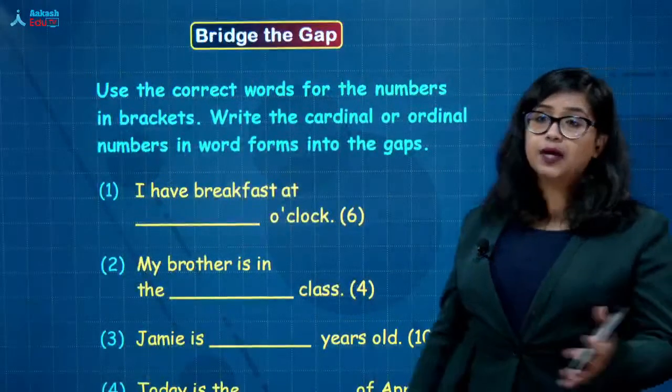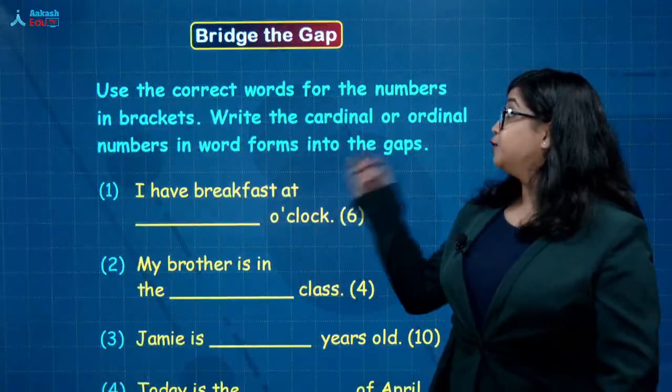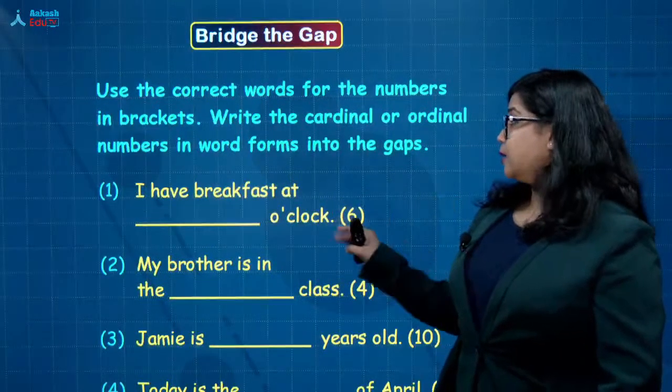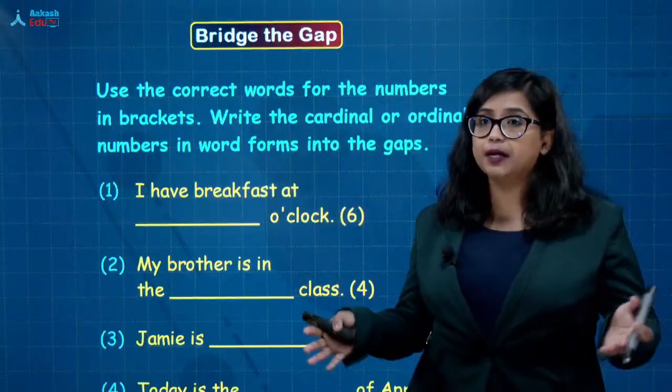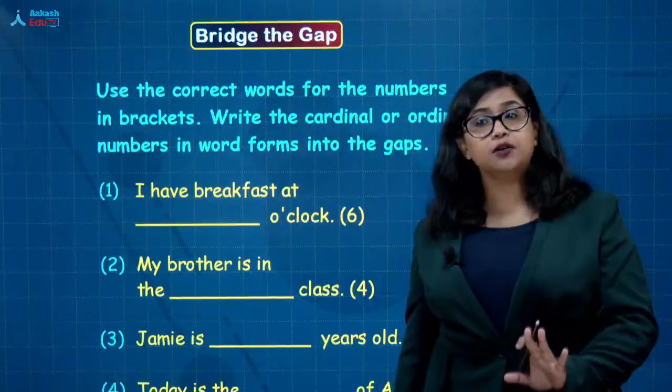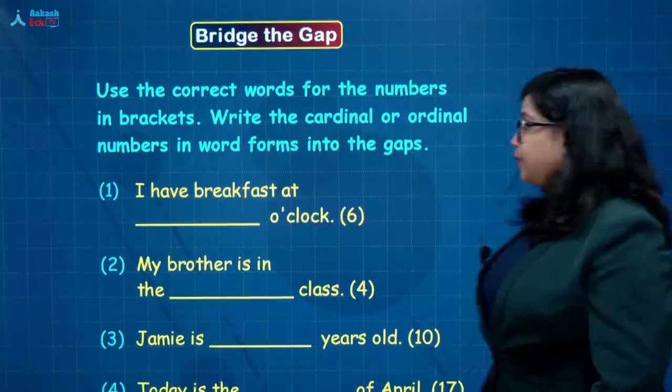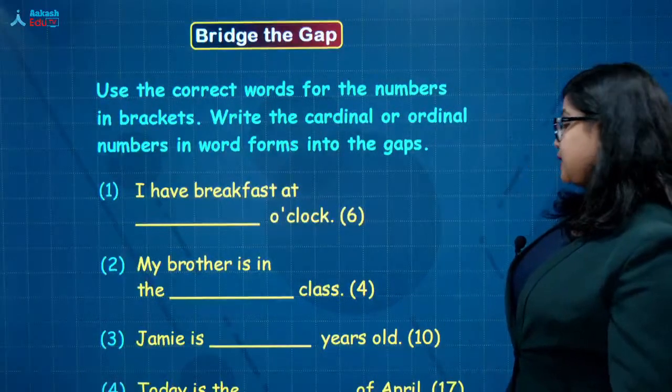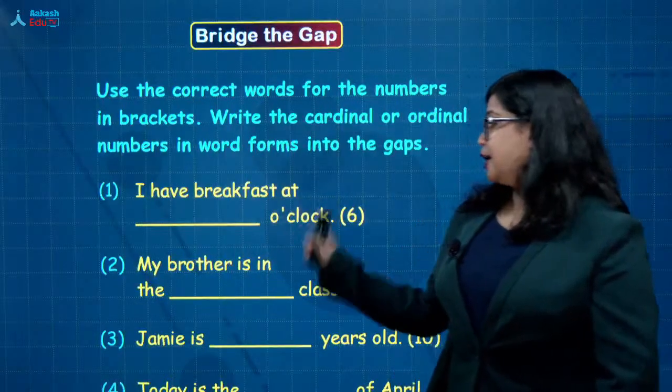Alright, so now that we have done that, you have to fill in the blanks using the numbers. The numbers have been given in the bracket and you have to use it in the correct form, that is in the cardinal form or ordinal form. Okay, so let's look at the very first sentence. I have breakfast at dash o'clock.